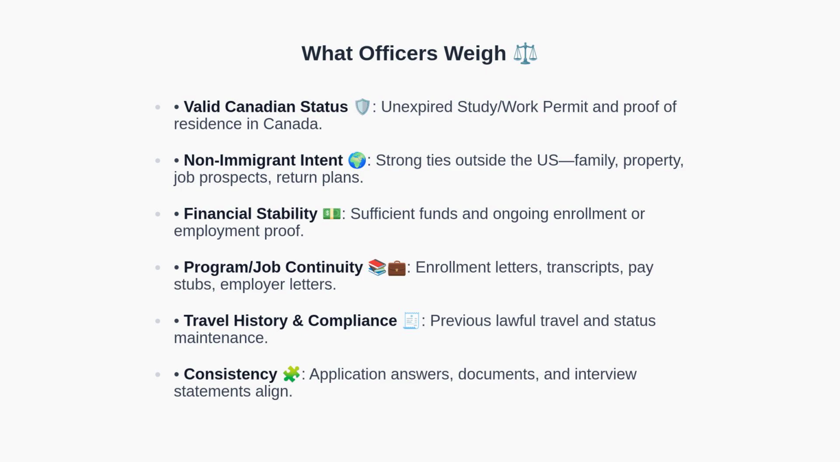U.S. consular officers evaluate several core elements. They confirm your valid Canadian status using your study or work permit. They assess your non-immigrant intent by looking at ties outside the United States, such as family responsibilities, property, or job opportunities. Financial stability is another critical factor, evidenced by bank statements and proof that your studies or employment are secure. Officers also consider continuity of your program or job, supported by enrollment letters, transcripts, pay stubs, or employer letters. Additionally, they look at your travel history and overall compliance with immigration rules. Finally, consistency matters. Your forms, documents, and interview responses should align.